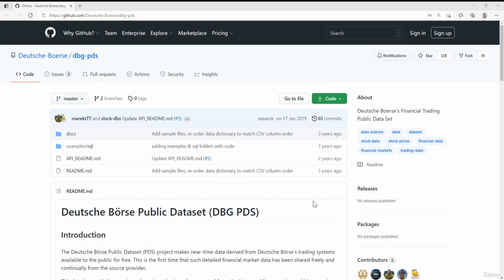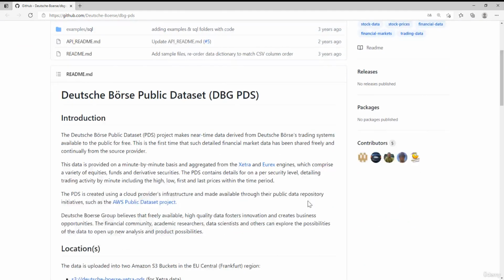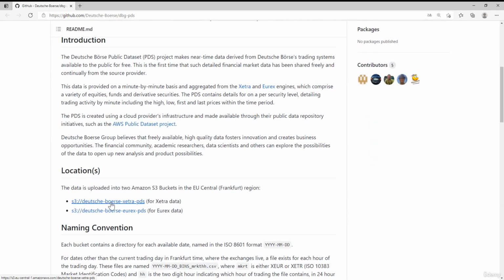Hello, let's talk about the task we are going to solve in this course. Here we can see a public dataset on GitHub of the Deutsche Börse, the German marketplace organizer for trading of shares and other securities. There are actually two datasets, the Xetra and the Eurex data. For us as a source we take the Xetra dataset.